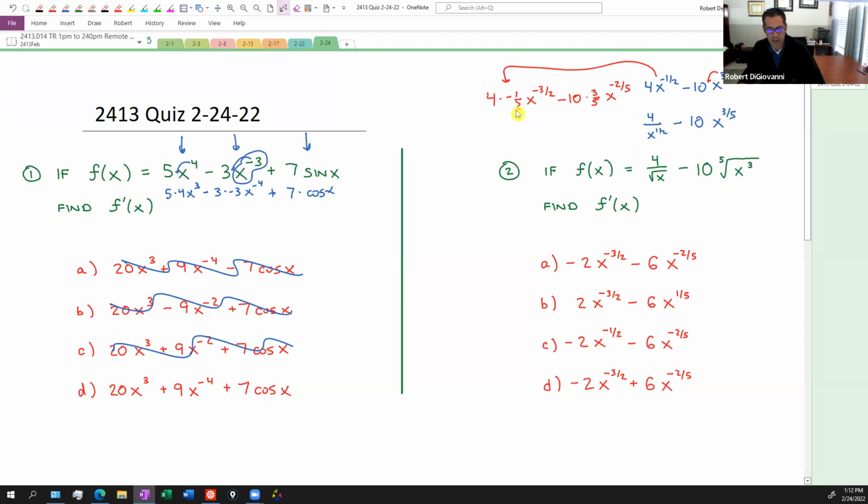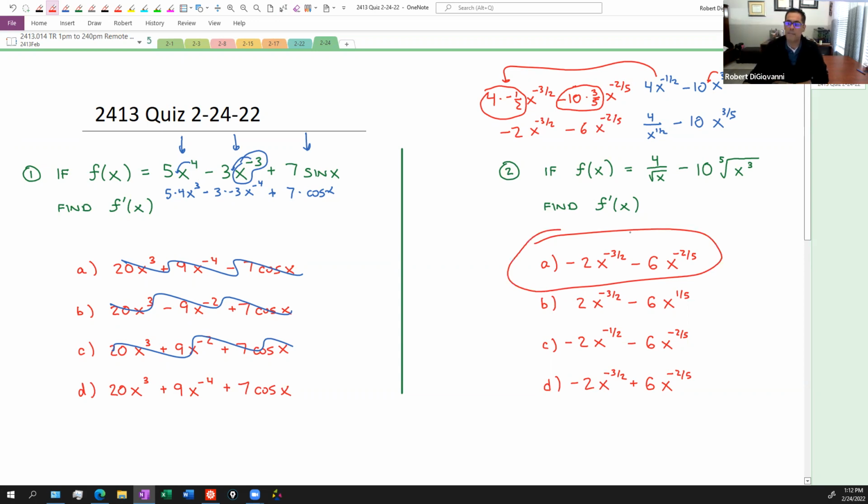And then there's just some cleaning up to do. These two together are -2, and then this together, you get -6 there. So -2x to the -3/2 minus 6x to the -2/5. And that's this one here. Okay. Any questions?